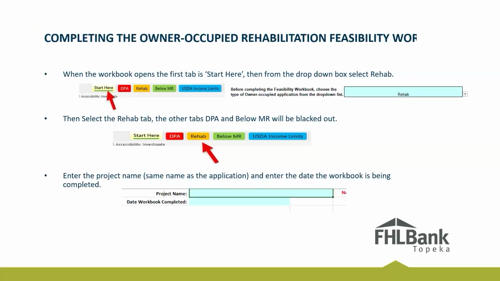Next, we'll move on to completing the Owner-Occupied Rehabilitation Feasibility Workbook. When the workbook opens, the first tab is Start Here, as shown below. Then from the drop-down box, select Rehab. Then select the Rehab tab. The other tabs, DP8 and below MR, will be blacked out. Enter the project name, same name as the application, and enter the date the workbook is being completed.